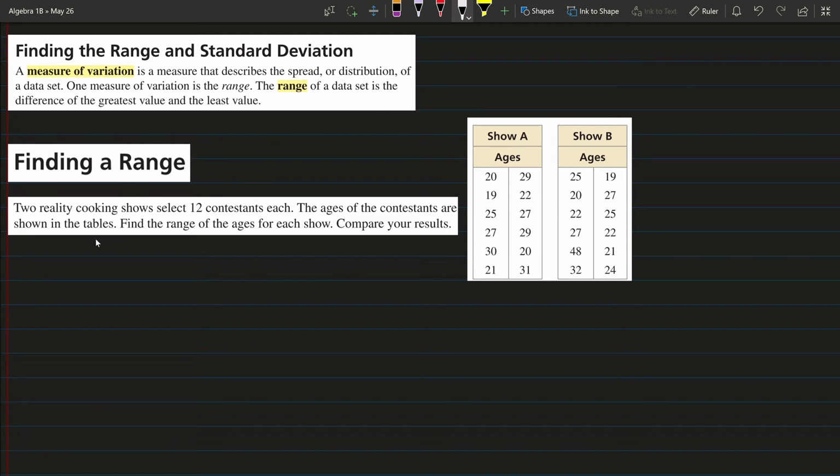So, finding a range. Here's an example. Two reality cooking shows select 12 contestants each. The ages of the contestants are shown in the tables. Find the range of the ages for each show. Compare your results. The range, once again, is the difference between the greatest value and the least value.